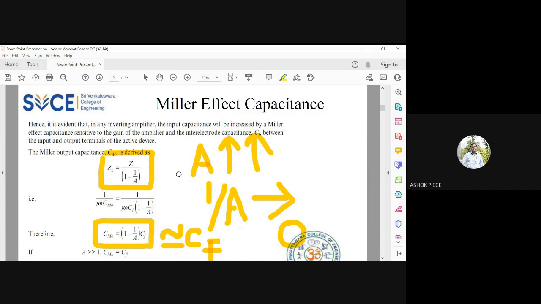So for Miller capacitance, we have two capacitances: Miller input capacitance given by Cmi, and Miller output capacitance given by Cm0. Remember, whenever these values come up in a derivation, we have to relate them and say that this value is coming because of the Miller effect or Miller's theorem. Okay.